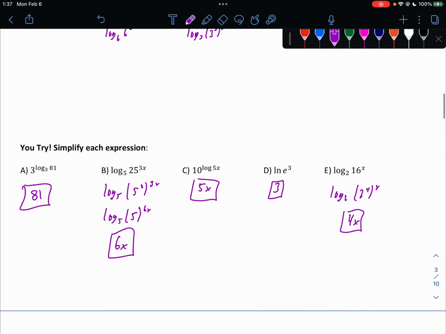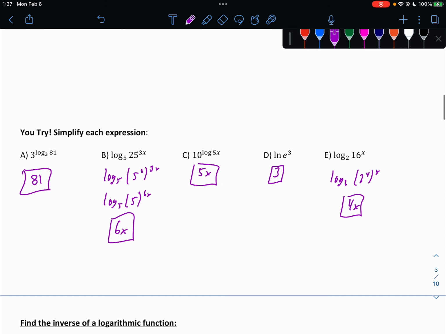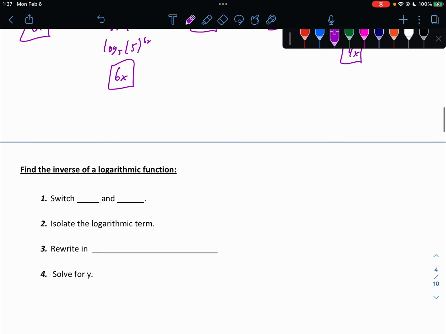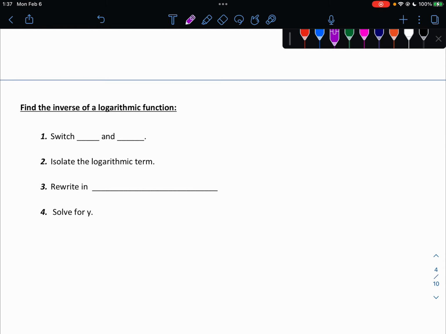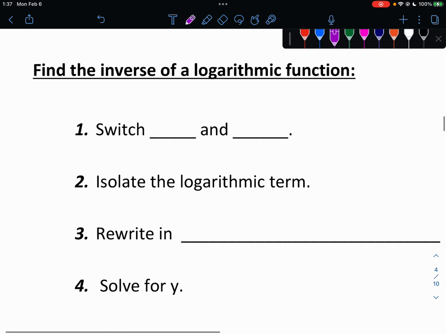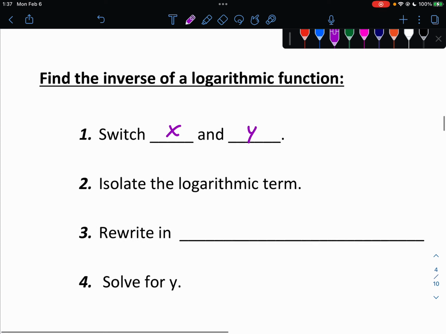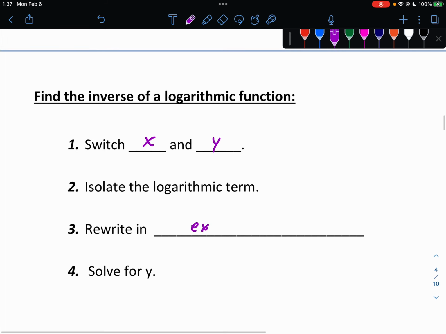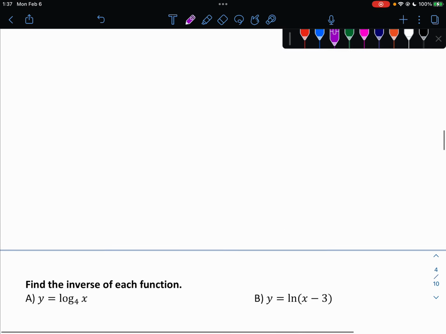Here are the answers we should have come up with for these 5. All right, next slide, we're talking about finding inverses of log functions. To start, the first step, we do exactly the same as we do for any inverse function. We switch x and y. But then we want to isolate the log term, and then we want to rewrite that in exponential form. And finally, if necessary, continue to solve for y. Let's take a look at 2.